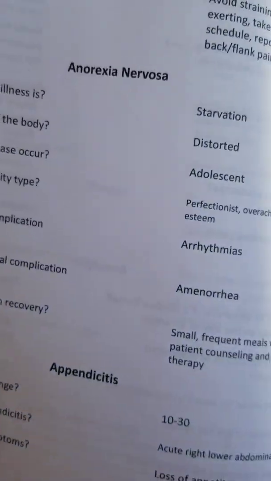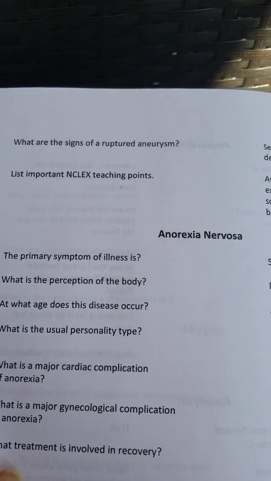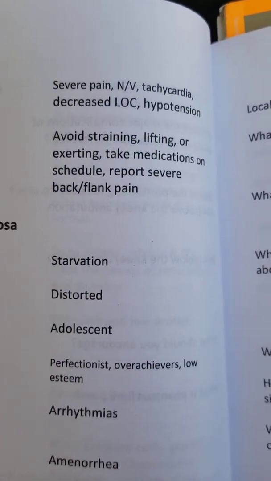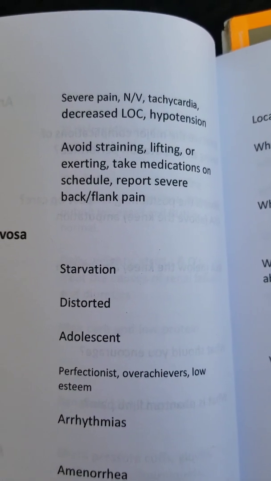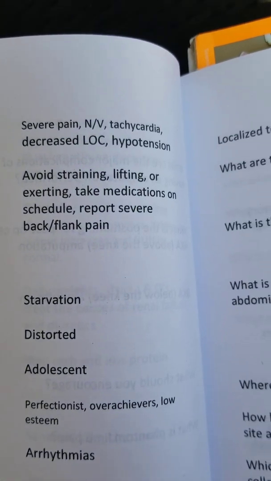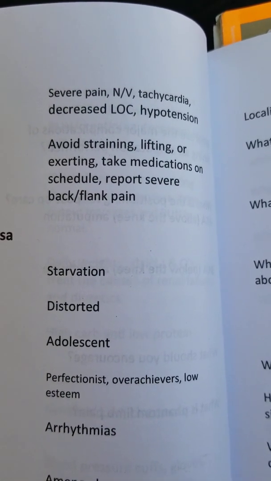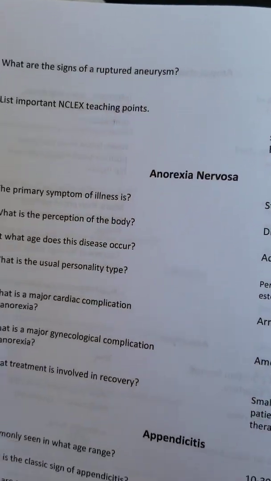Quick facts, page 6. We have signs of a ruptured aneurysm. Severe pain, nausea, vomiting, tachycardia, decreased LOC, hypotension. You want to avoid straining, lifting, or exerting. Take meds on schedule. Report severe back flank pain.